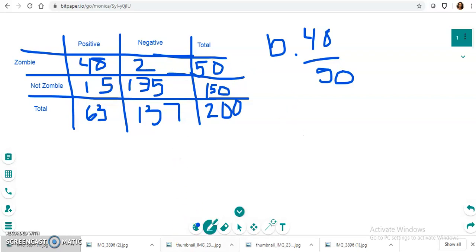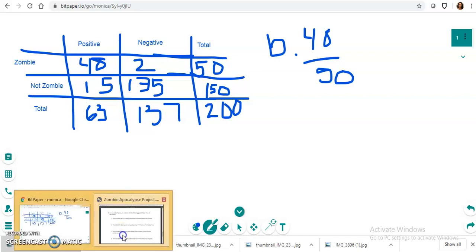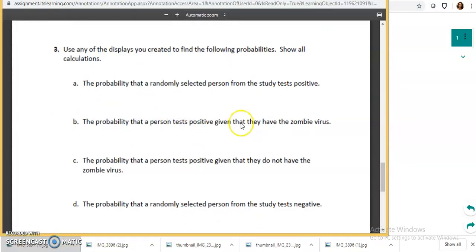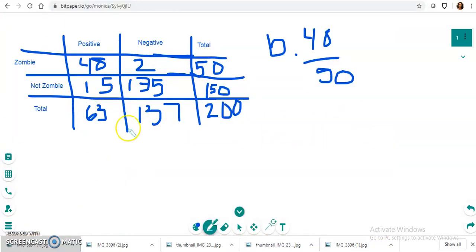All right, so the first question that deals with conditional probability is the probability that a person tests positive given that they have the zombie virus. And I believe your table looks something similar to this. So all of these people here have the zombie virus. So that's out of 50, right? And that they test positive is 48. And this is the exact same answer you got for B, which is 0.96. So as you can see, that's the exact same answer.